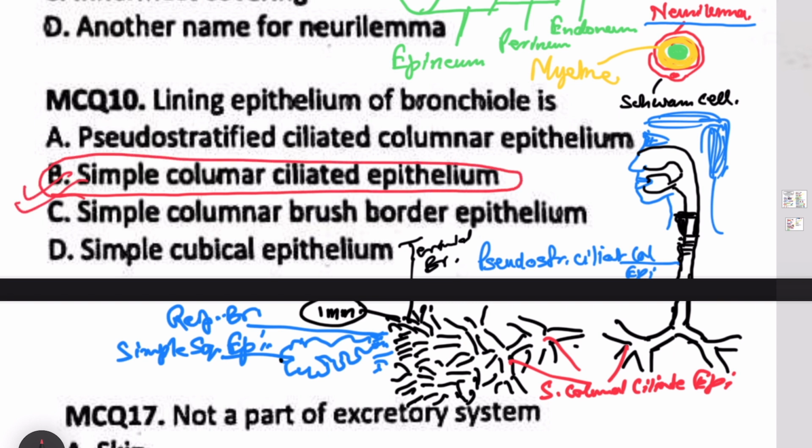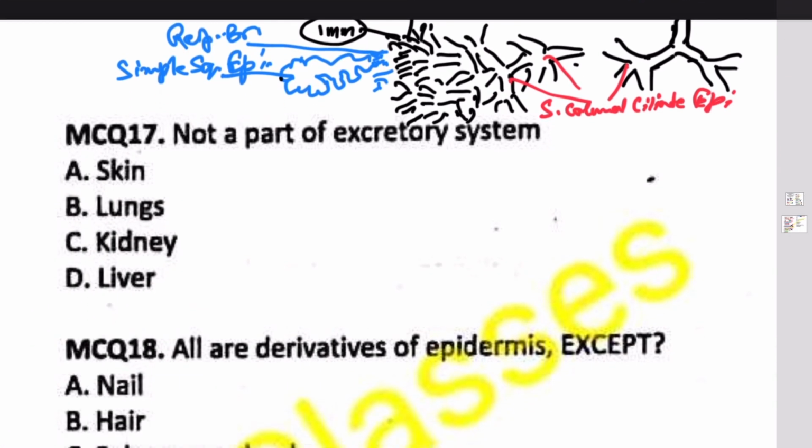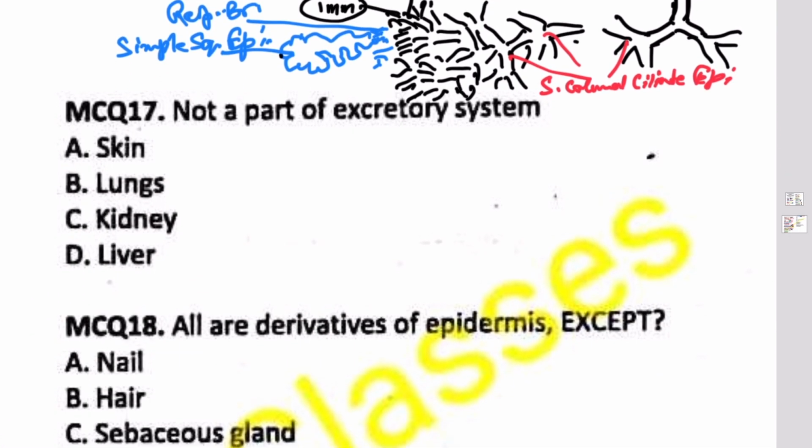Remember this. Okay, so question number 10 is done. Now let's move to the next question. Not a part of excretory system.